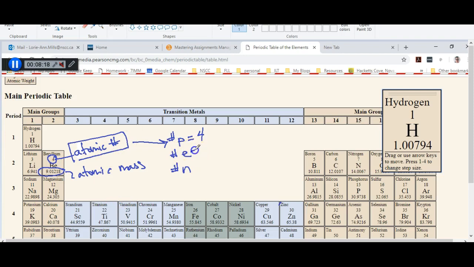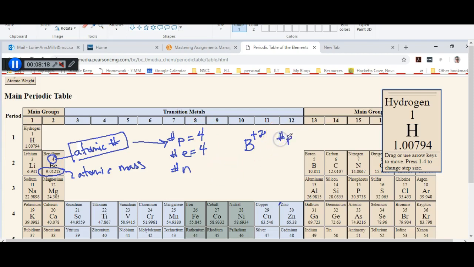My number of electrons, if the atom has no charge, it's not charged, is also going to be the same as the atomic number. So if the atomic number is 4, then we'll have 4 protons and 4 electrons. Now if beryllium becomes an ion and it has a charge of +2, that means that it's going to lose 2 electrons. You're always going to have 4 protons, but it's going to lose 2 electrons.